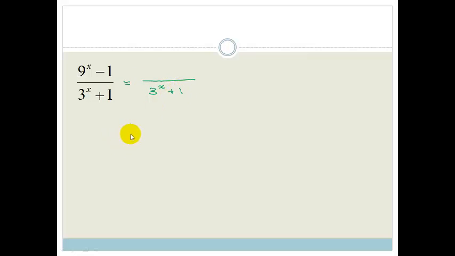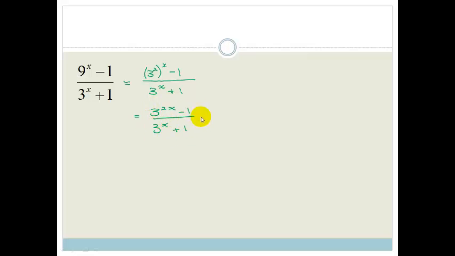Nothing we can do. Now, remember, always when you're doing maths problems, even if you can't see the final solution, just follow the rules. And the rules are that if we have got a 9 here, we need to get it into its prime factor, and the prime factor of 9 is 3. So we rewrite this as 3 to the 2, because it's 3 squared x minus 1, which becomes 3 to the 2x minus 1 over 3 to the x plus 1.